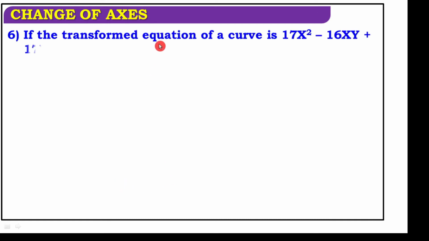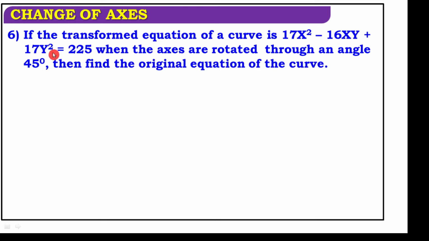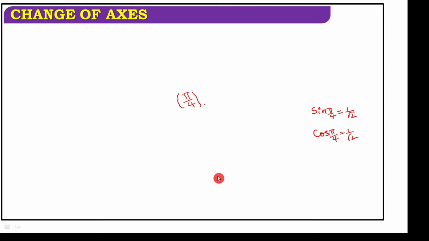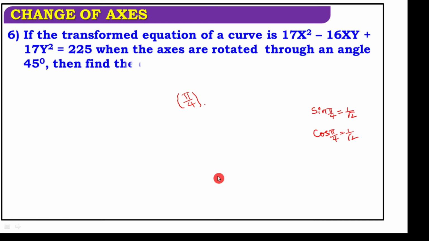Now the sixth question. If the transform equation of a curve is 17X square minus 16XY plus 17Y square equals 225, when the axes are rotated through an angle of 45 degrees, then find the original equation of the curve.